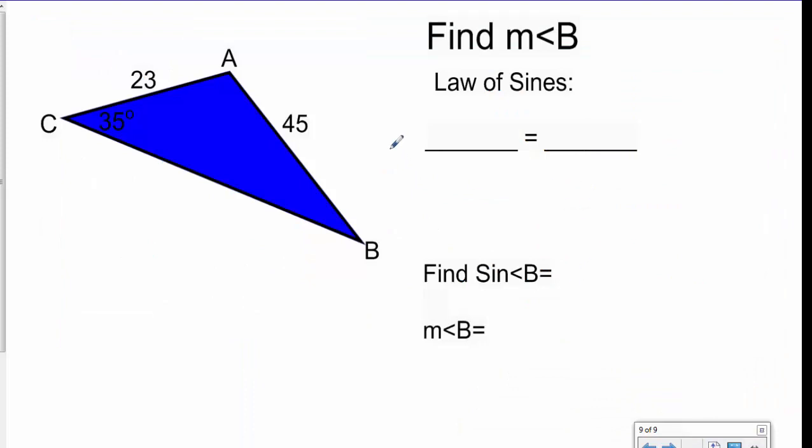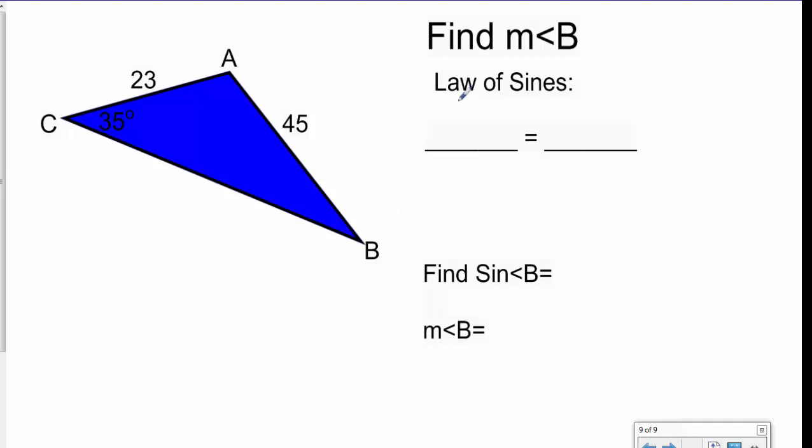Let's say we want to find the measure of an angle B when we only know two sides and an angle that's given. I need to find one of the two other angles in the problem. Remember, in order to solve using the law of sines, we have to know a side and an angle across from it. So this will show you how to find the measure of an angle in the problem using the law of sines.